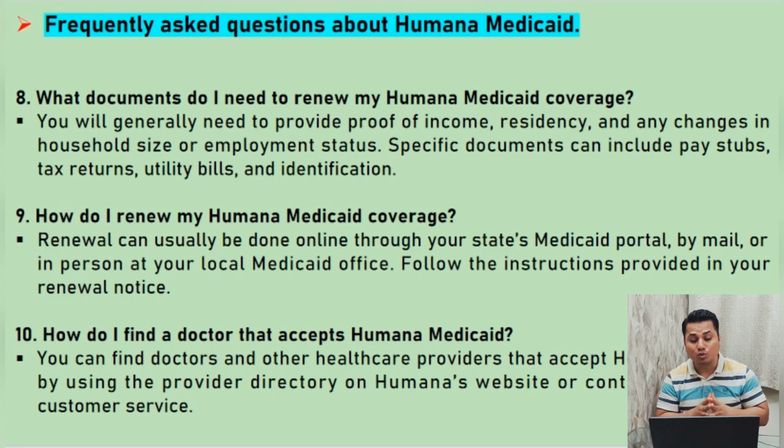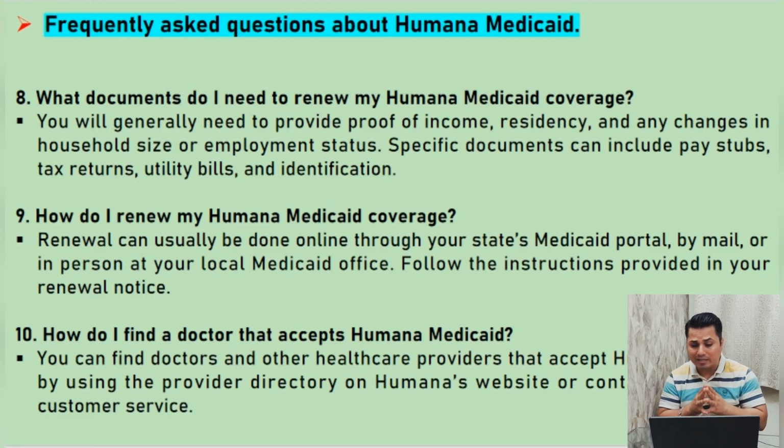What documents do I need to renew my Humana Medicaid coverage? You will generally need to provide proof of income, residency, and any changes in household size or employment status. Specific documents can include pay stubs, tax returns, utility bills, and identification. Now, question number 9.